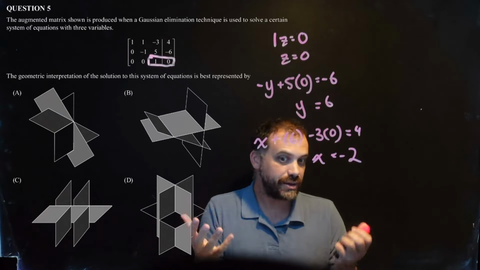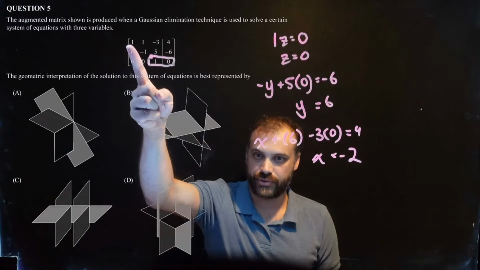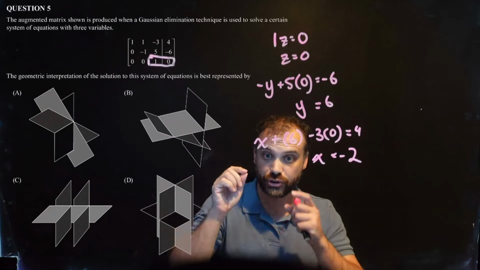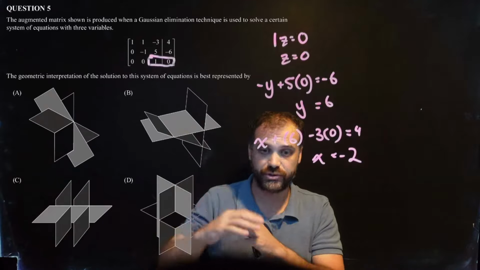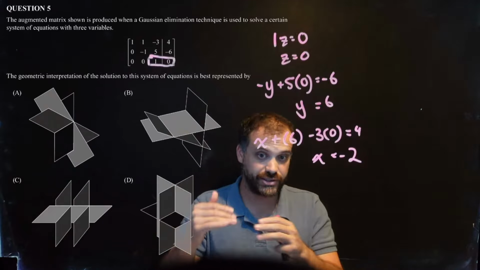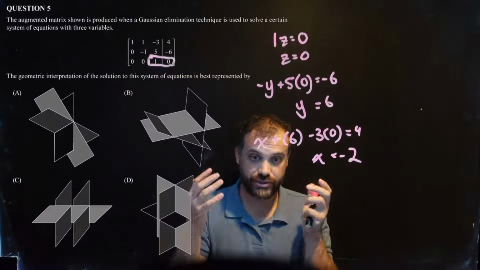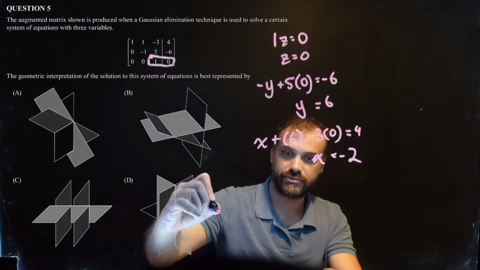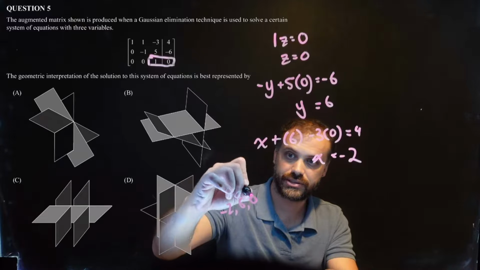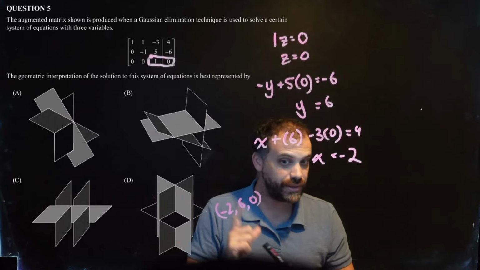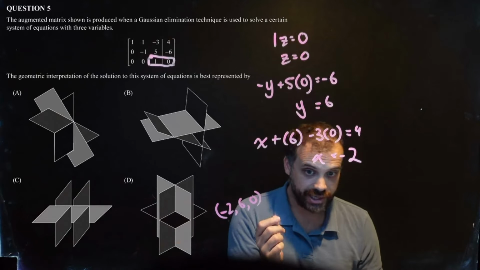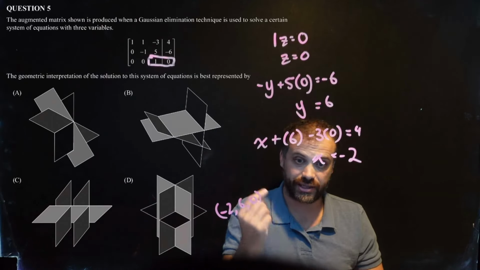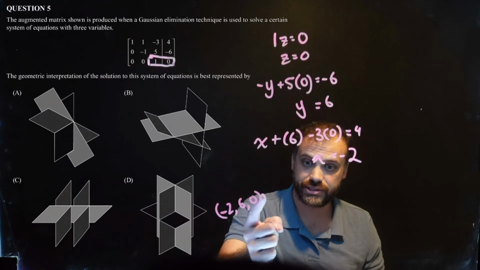So what does that mean? Well, this matrix up here represents 3 equations of planes. And the solution, when we try to solve those 3 equations of planes, that system of linear equations, is negative 2, 6, 0. That means that the 3 planes, the 3 equations, are meeting at a single point. And that single point is negative 2, 6, 0.